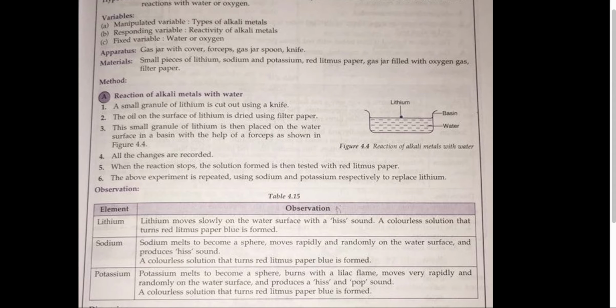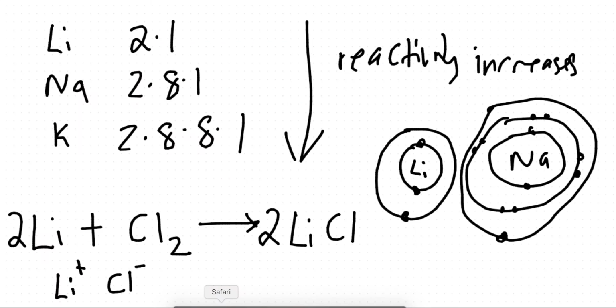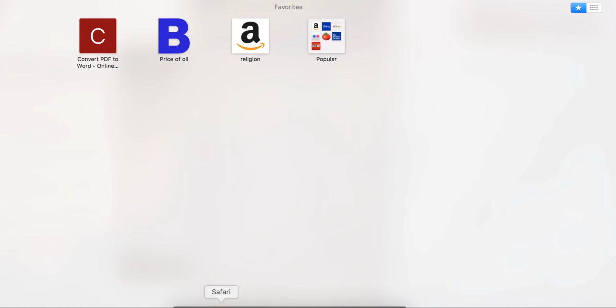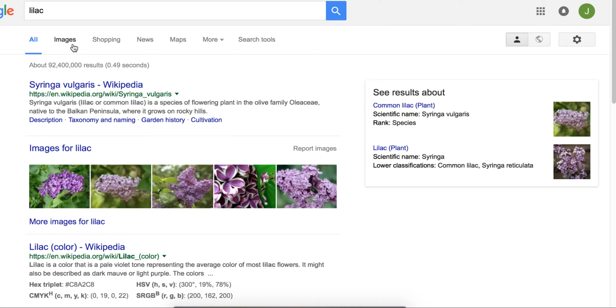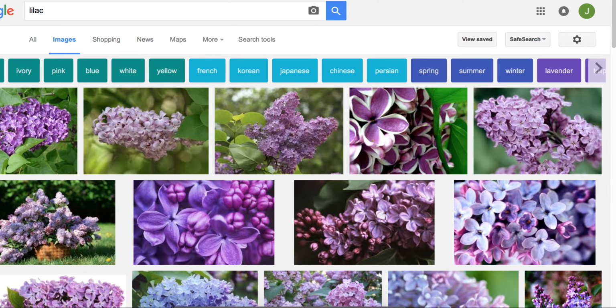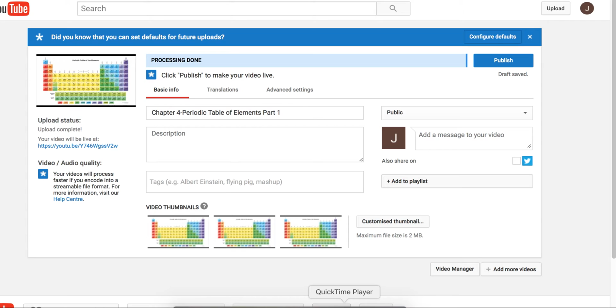What is lilac? Let's have a look at what lilac is. Lilac is a color, and lilac is basically purple, guys, okay? So we understand that sodium is going to burn slowly, going to move around slowly, and going to have a hiss sound. The same thing with lithium, slower than sodium, hiss sound. But potassium is going to move really fast, hiss sound, pop sound, lilac flame.